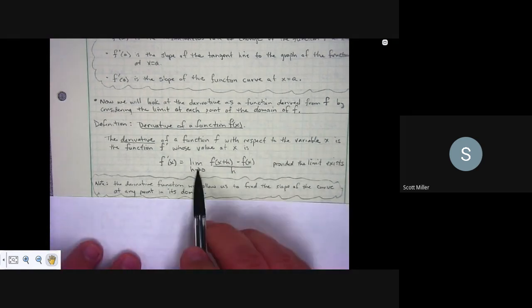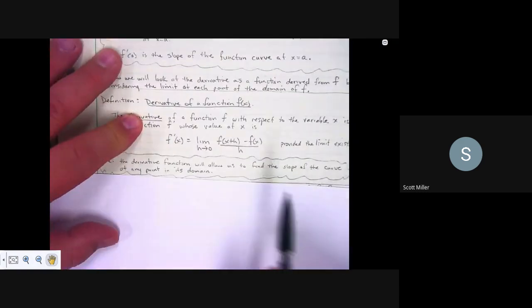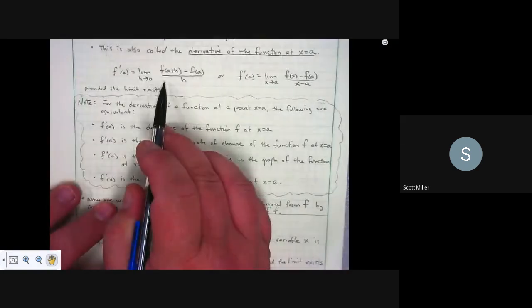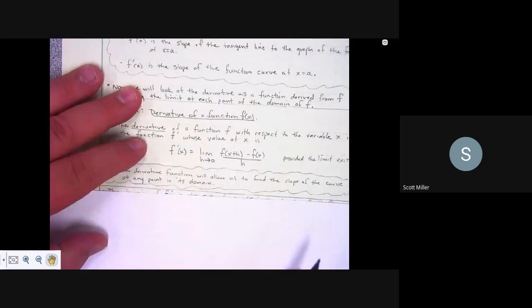And so you'll notice that it's the same limit definition as before, very similar, provided that the limit exists. And so you look at my note here, it says the derivative of the function will allow us to find the slope of the curve at any point in its domain. So I don't have to keep going back and doing this at every point I'm interested in. I can just find this function and then plug in every point that I want.